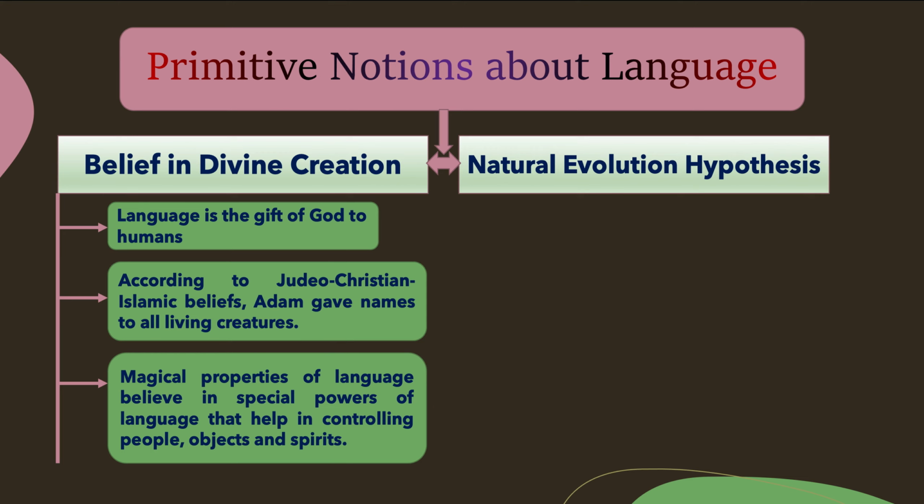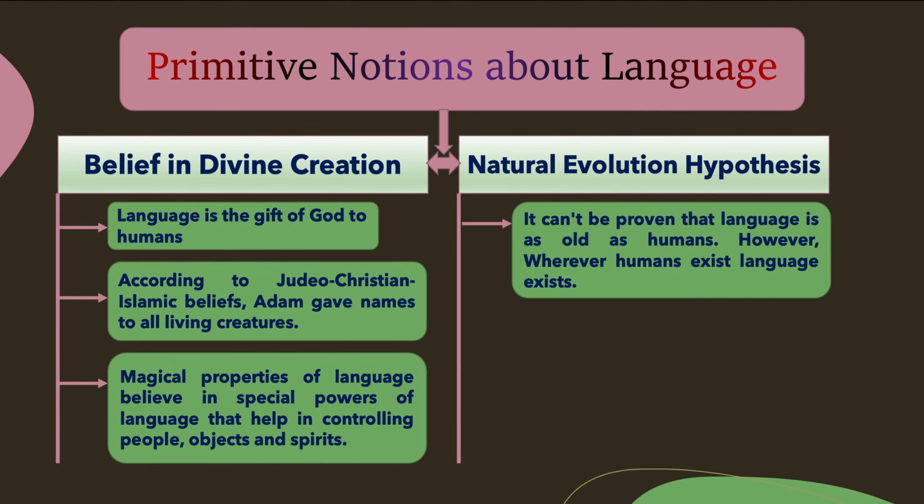But now we have the second group who says that no, language is not the creation of God. Language is a process. The natural evolution hypothesis means that language has naturally evolved, has naturally come into existence, slowly but surely. How? Let's read. It can't be proven that language is as old as humans. However, wherever humans exist, language exists.